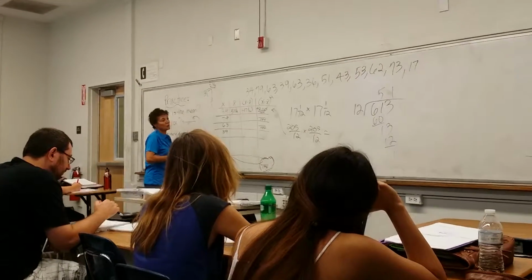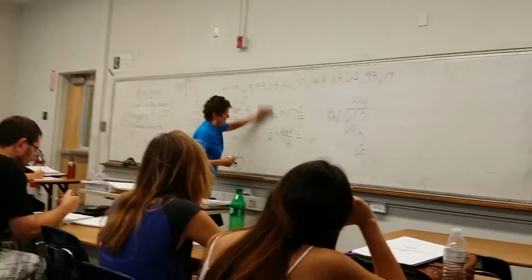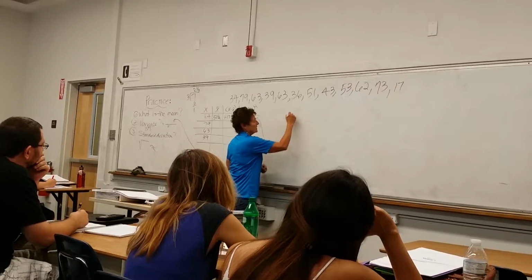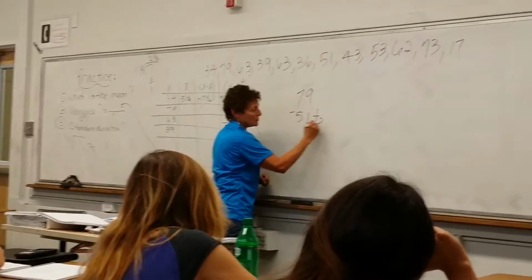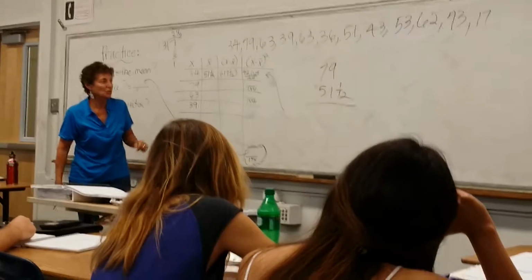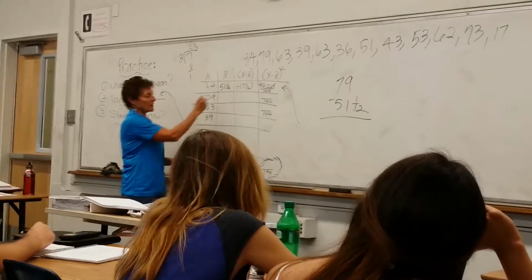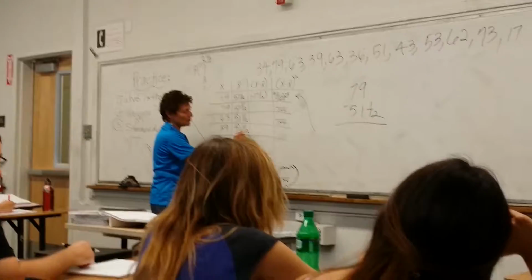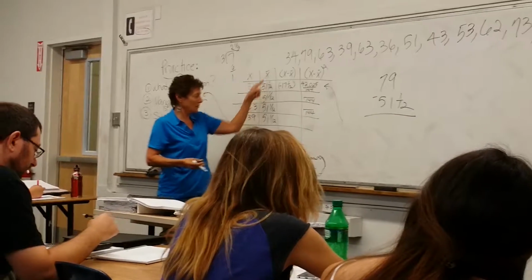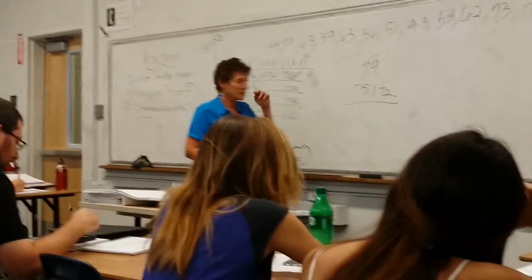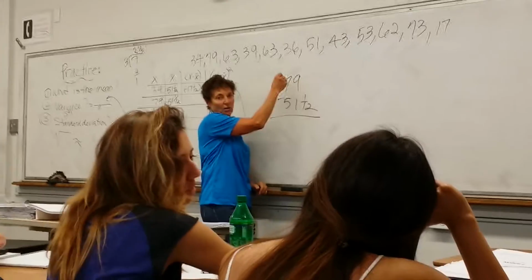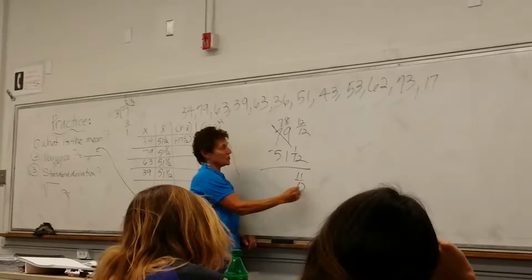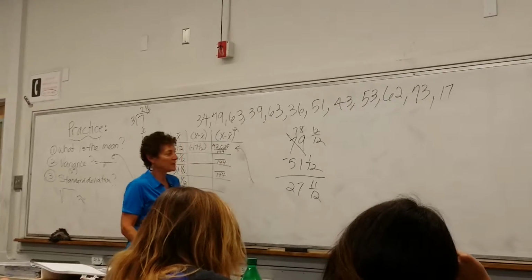79 minus 51 and 112. Okay, that's gonna take some borrowing. This is gonna say 51 and 112 all the way down, because the mean doesn't change. It stays like that forever, because there's only one mean for a set of data. So this is the one where you have to borrow, make this 78 and 12 twelfths, and get 11 twelfths, and this is 27 and 11 twelfths.